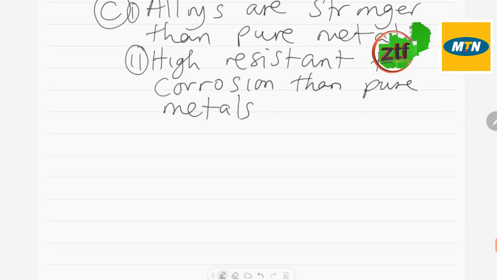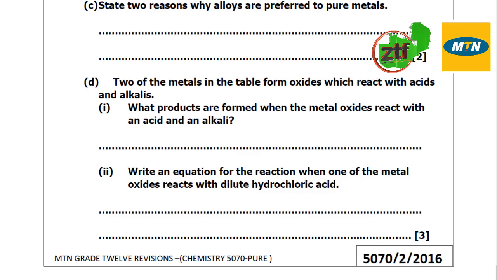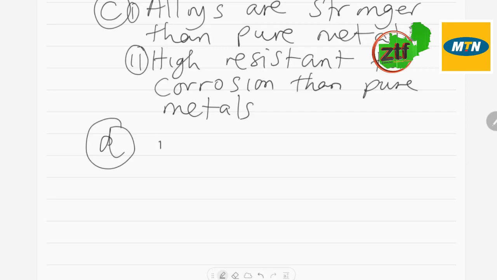Okay, we can now look at the last part of the question, which is D. 2 of the metals in the table form oxides which react with acids and alkalis. What products are formed when the metal oxide react with an acid and an alkali? Class, when a metal oxide reacts with an acid and an alkali, we form 2 products. We're going to form a salt and water.